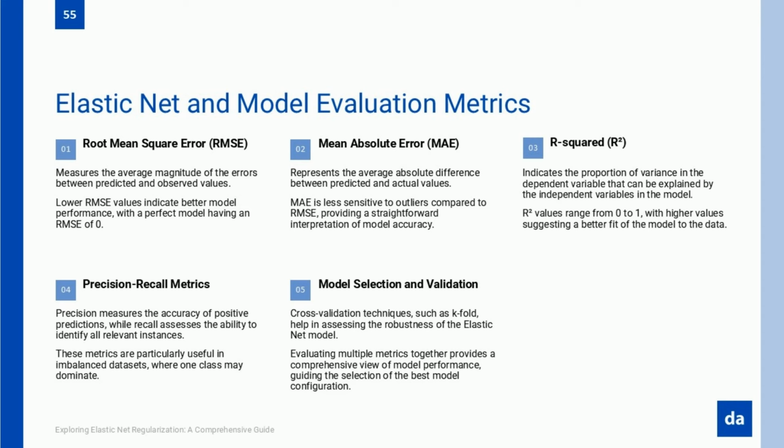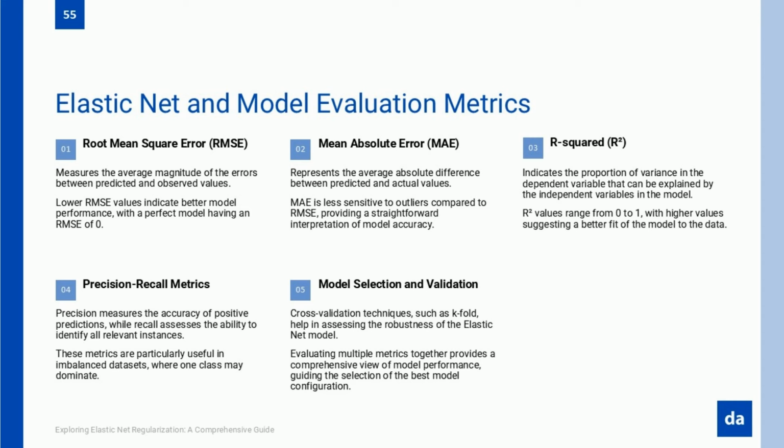An R2 value close to 1 means the model fits the data well, while a low R2 suggests that important patterns are being missed. However, R2 alone can be misleading. It tends to increase as more features are added, even if those features don't improve predictions. This is why adjusted R2 is often preferred, as it accounts for the number of predictors in the model and penalizes unnecessary complexity.